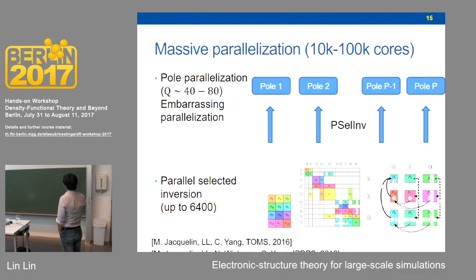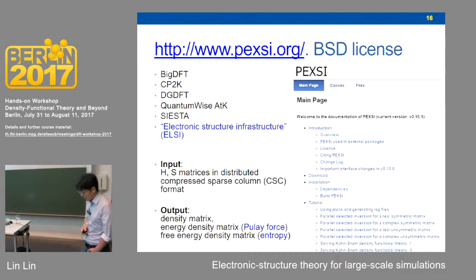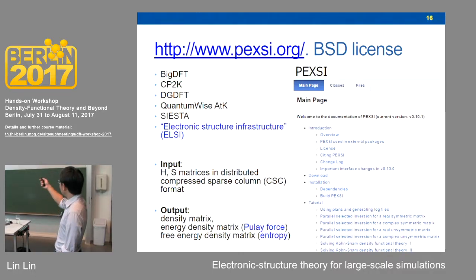If you're interested in the algorithmic structure, I recommend you read this paper, and it is available online. And this PEXSI package, at this website, is distributed under the BSD license and has been integrated into a few codes, like BigDFT. Oh, I haven't updated that for FHI-aims yet, but it is in FHI-aims through this very recent electronic structure infrastructure project that is currently ongoing work with Volker, who is sitting in the audience, and Jianfeng Lu at Duke University. I'm going to talk briefly about that as well.